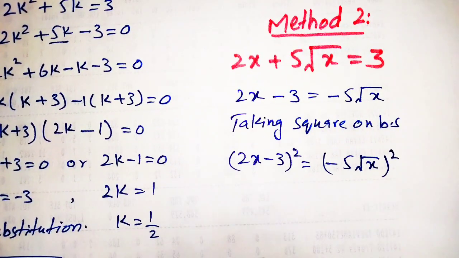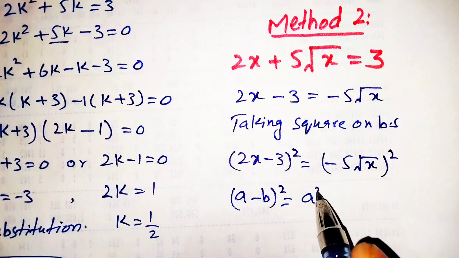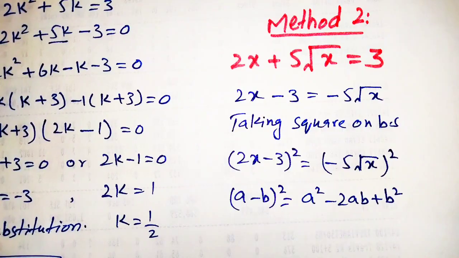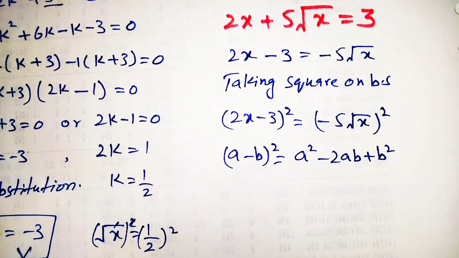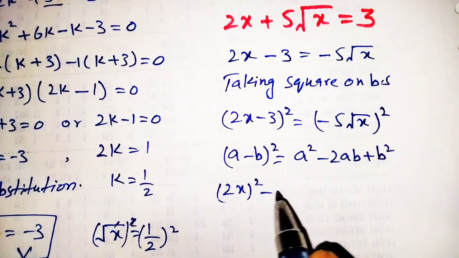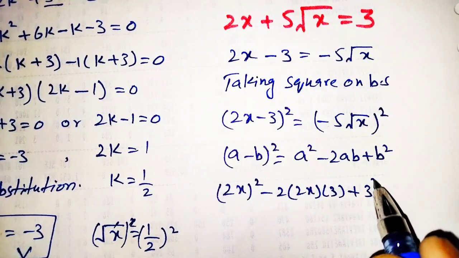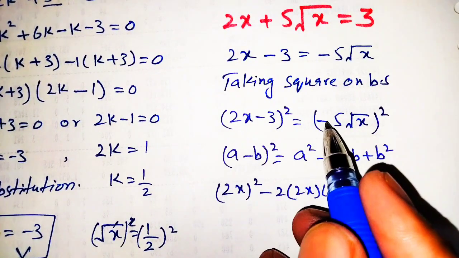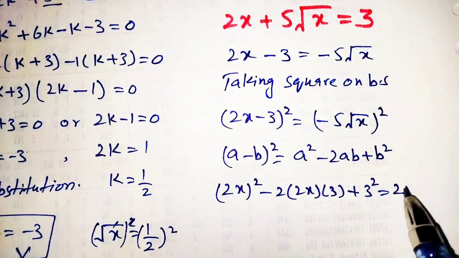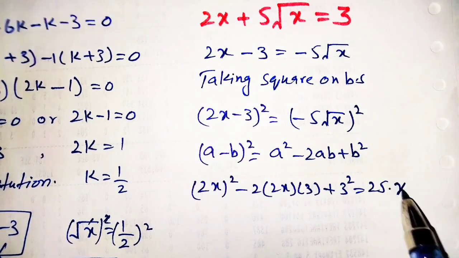Now we will open this square by using the formula a minus b whole square is equal to a square minus 2ab plus b square. So using this formula we will write this equation as 2x square minus 2 times 2x times 3 plus 3 square, which is equal to, minus sign inside the square will become positive, and 5 square is equal to 25 times, and this square will be cancelled out with this square root and we will get x from here.